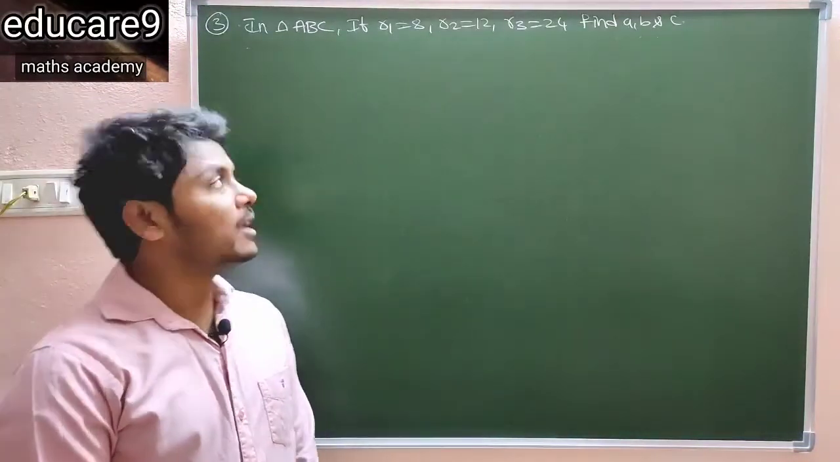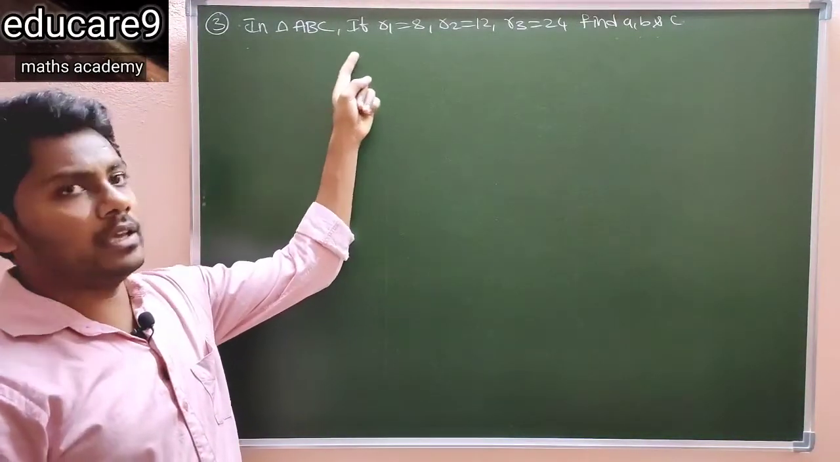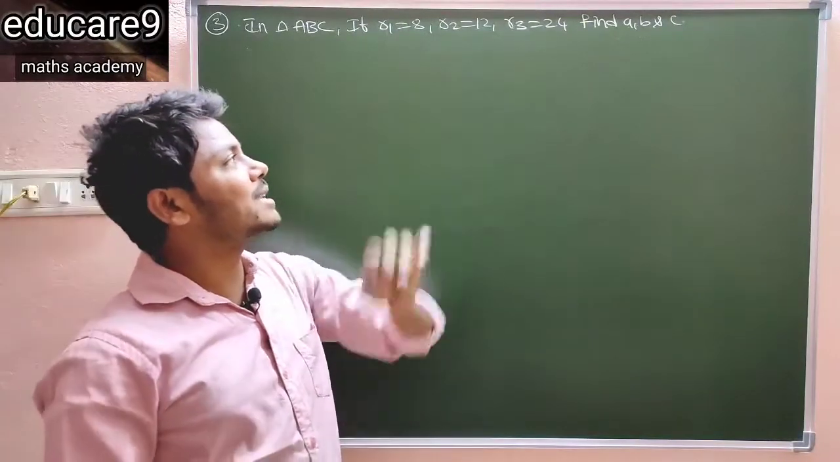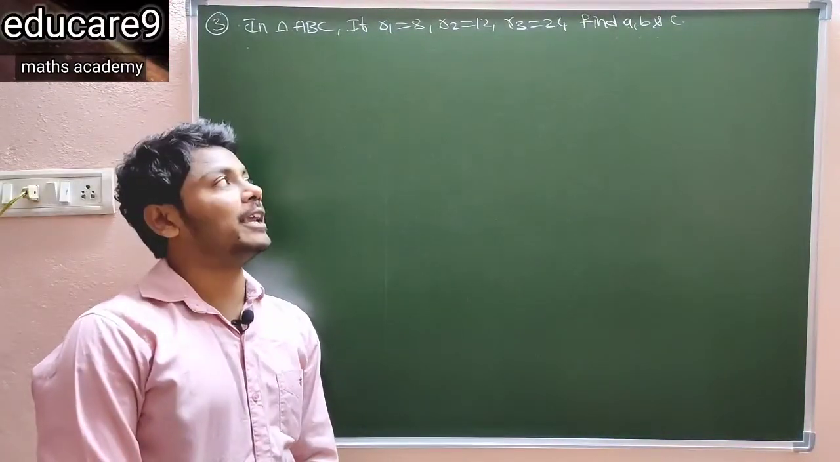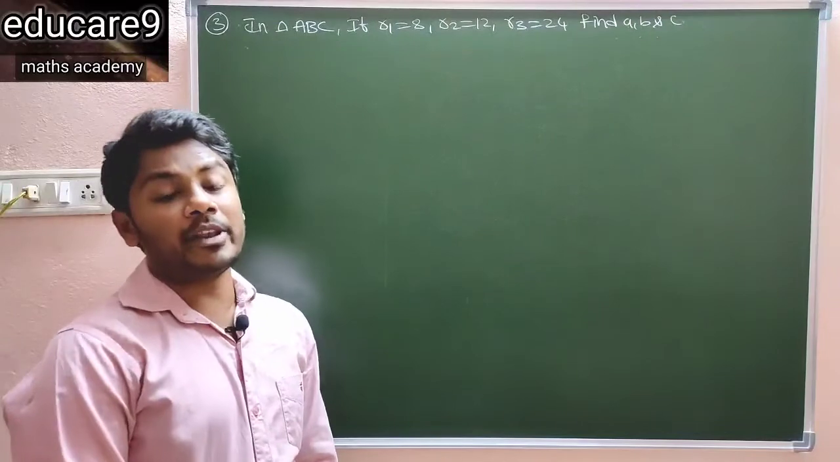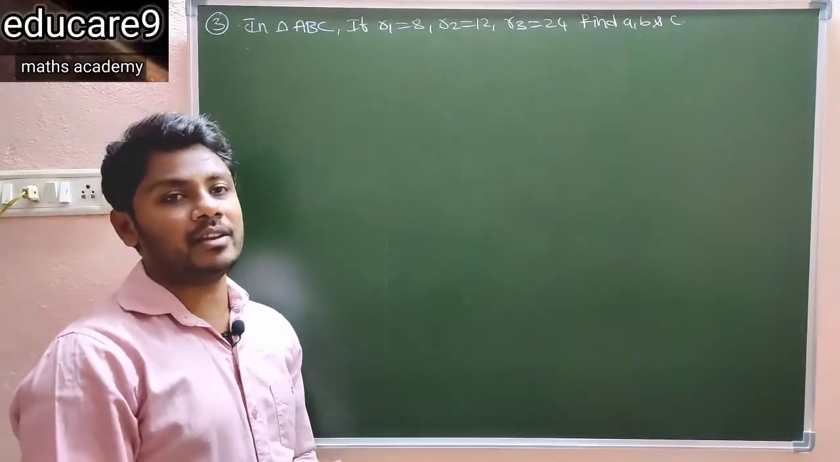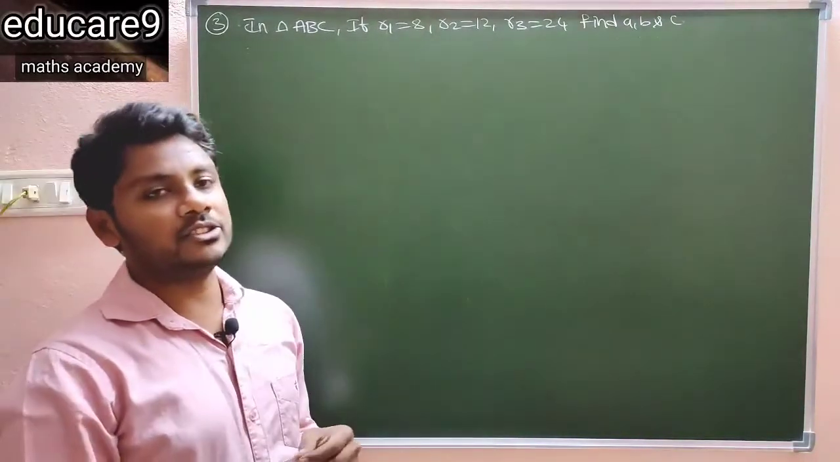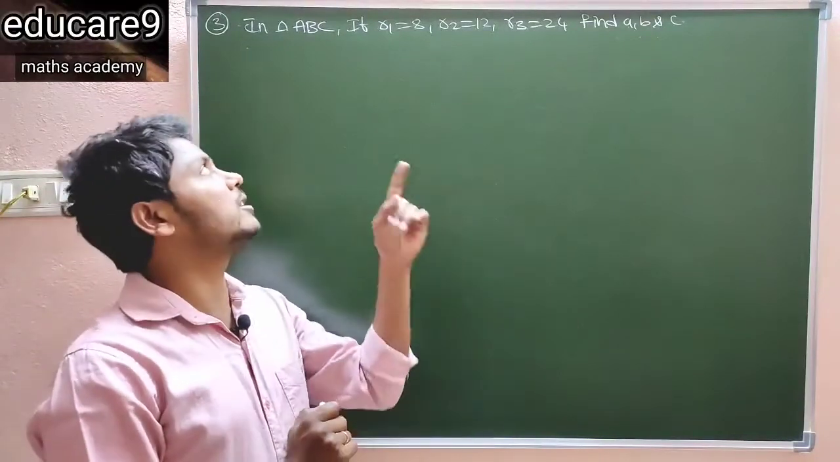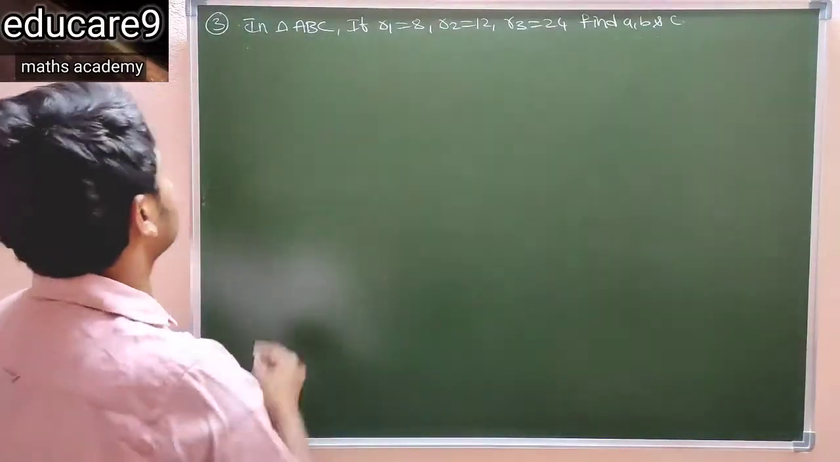So see the third one. In triangle ABC, if r1, r2, r3 is given, then find small a, b and c. In the previous problem, small r was also given, but here it is not given. So that is the difference between the previous and this problem. So see here.